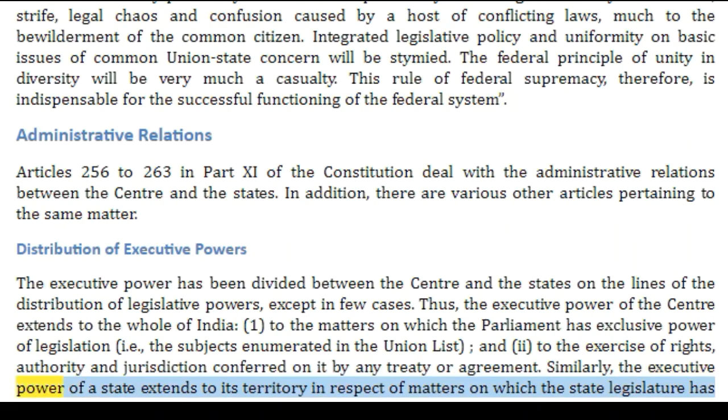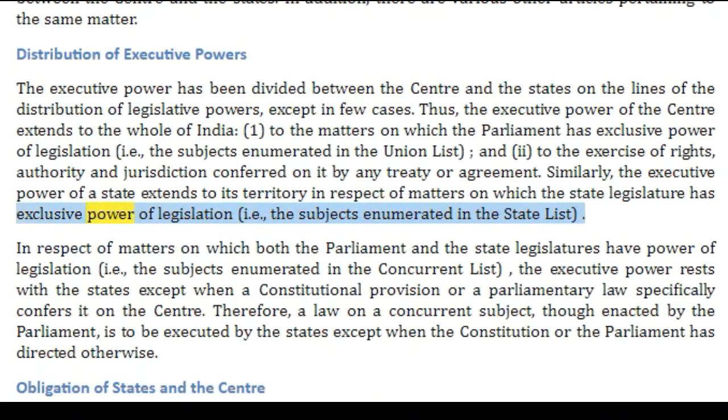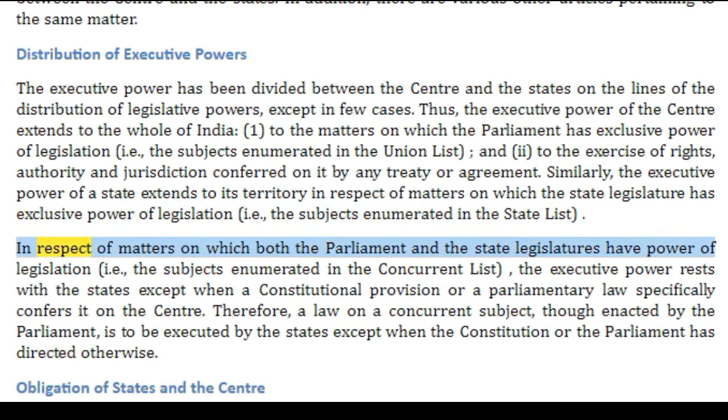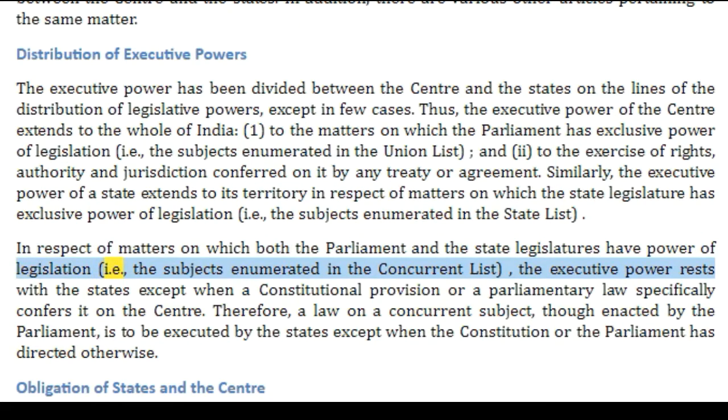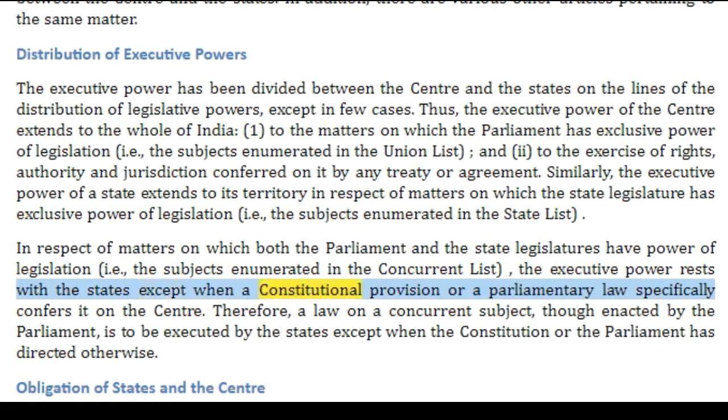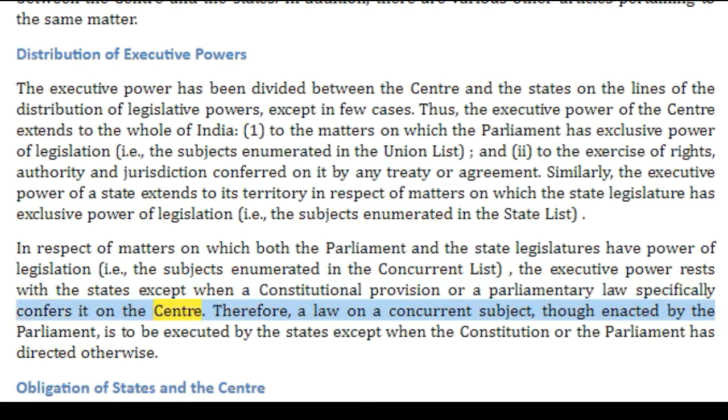Similarly, the executive power of a state extends to its territory in respect of matters on which the state legislature has exclusive power of legislation, i.e., the subjects enumerated in the state list. In respect of matters on which both the parliament and the state legislatures have power of legislation, i.e., the subjects enumerated in the concurrent list, the executive power rests with the states except when a constitutional provision or a parliamentary law specifically confers it on the centre.